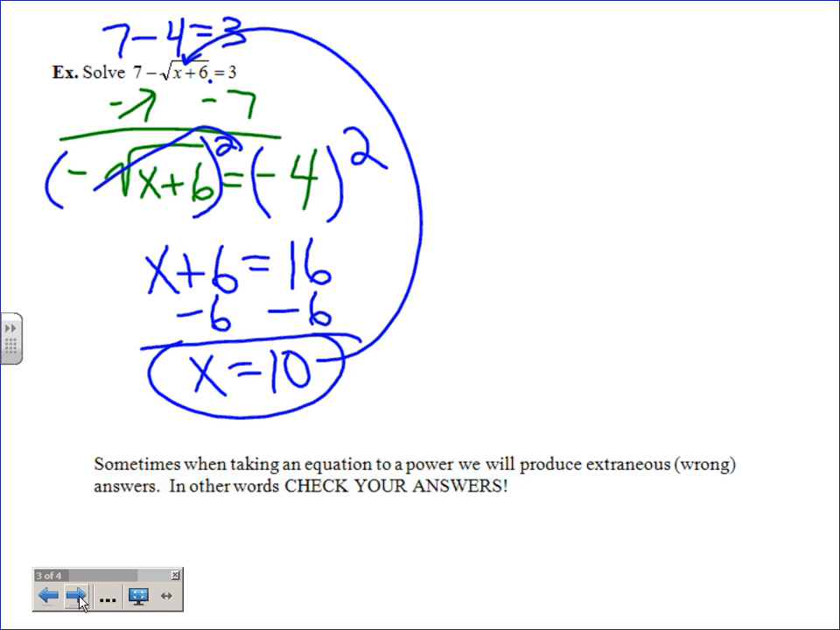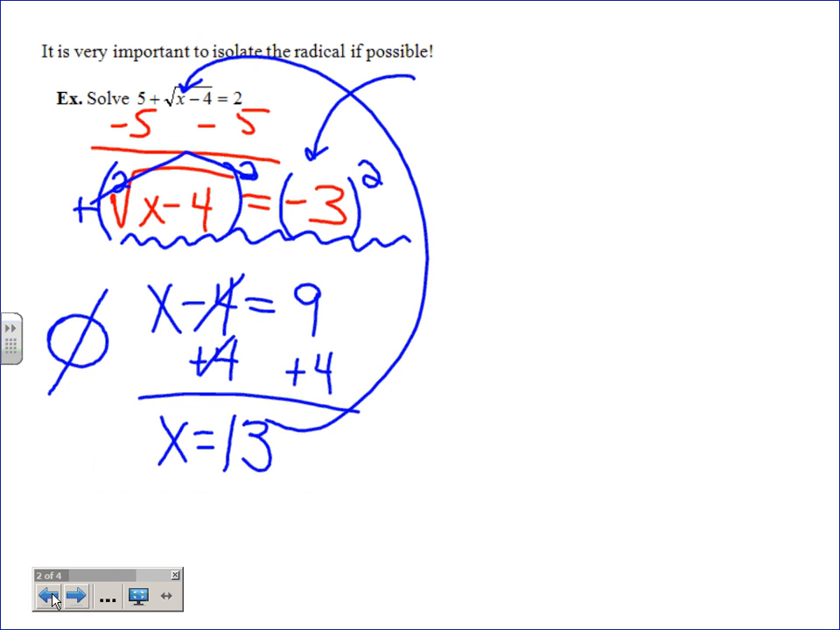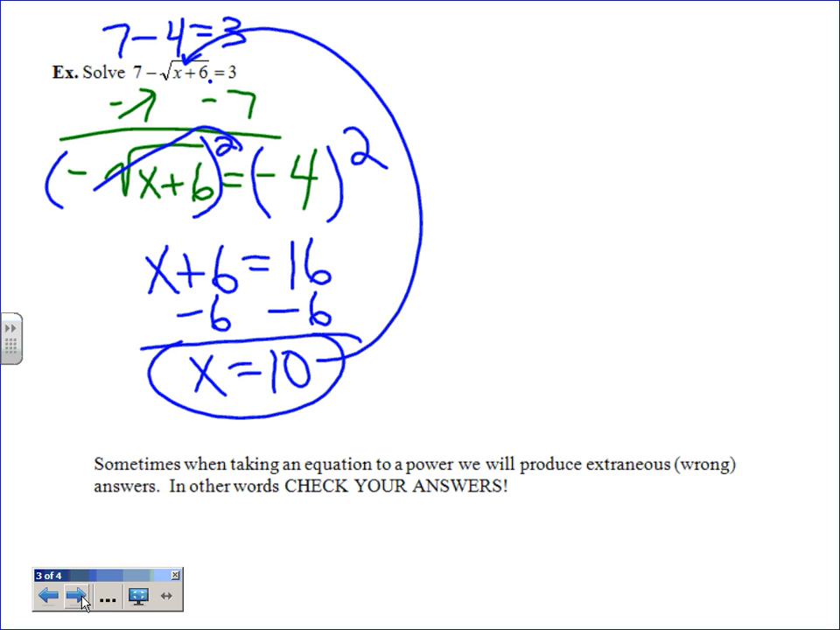Here's a vocabulary word you may need as you go on to school. Extraneous. Really big word for extra, but wrong answers. Okay. And that's what happened on that one. We got extra answers. They aren't right.